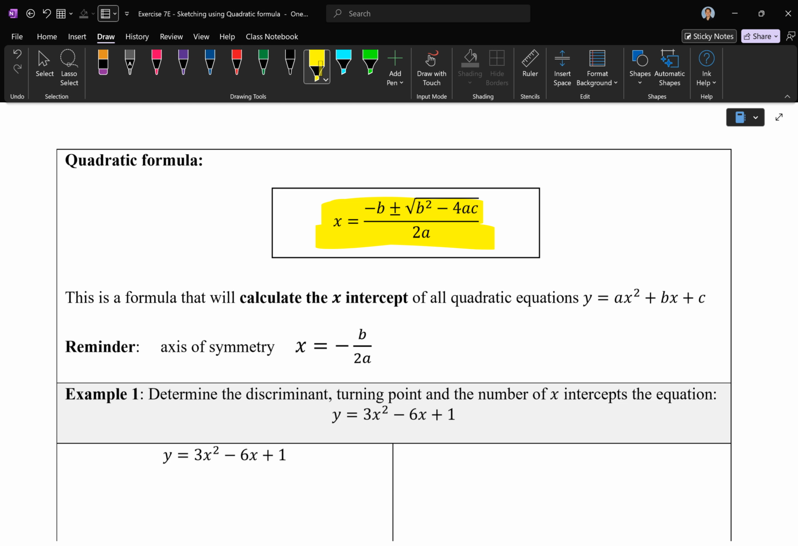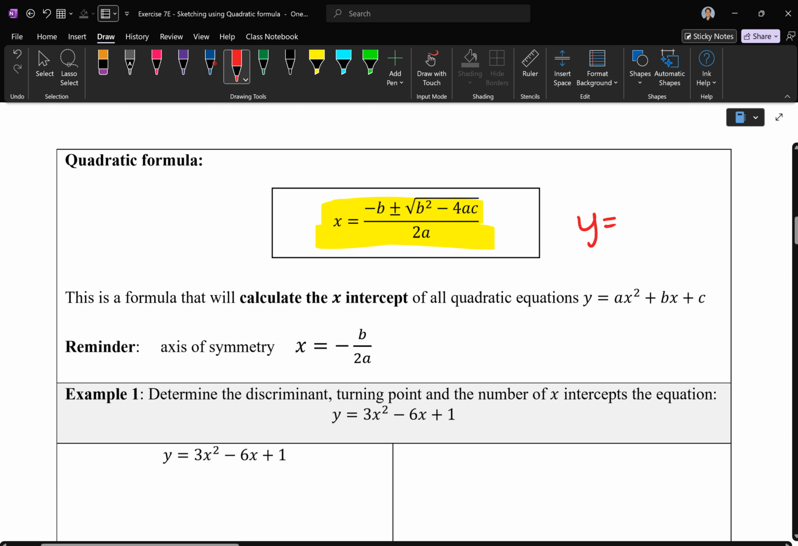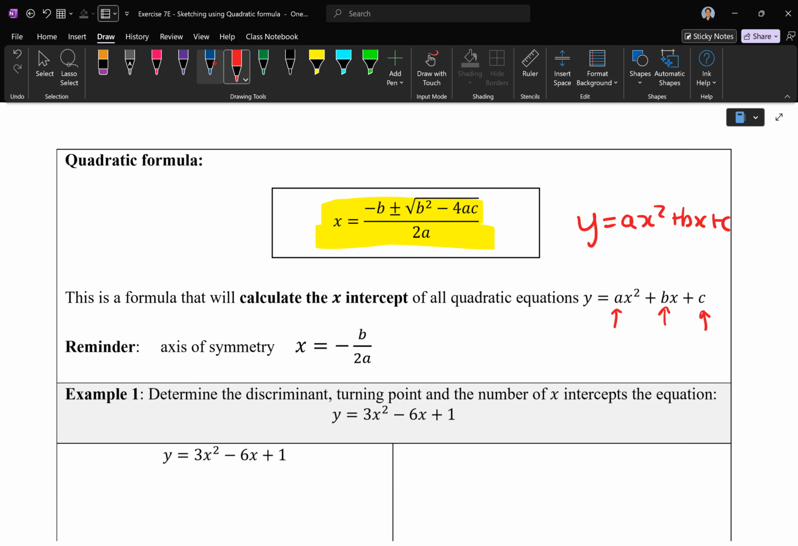And then we just continue. Anyways, this is your formula. How does it work? This is your general equation, y equals ax squared plus bx plus c, which I already wrote down here. A is the number in front of x squared, b is the number in front of x, and c is the number by itself. So if you know those three numbers, sub them into the formula, and it will tell you the x-intercept.